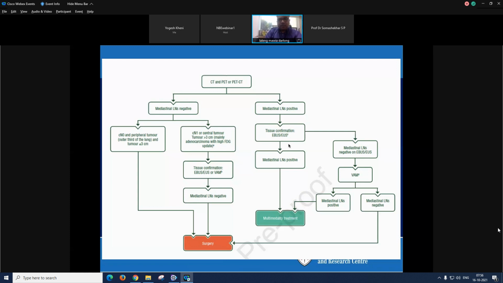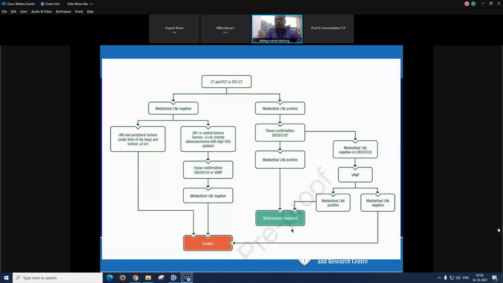If on a PET-CT you find the mediastinal lymph node is positive, it's important that we go and confirm it with an EBUS or the next modality based on that. If it's positive, in that case, the patient goes for a multimodality treatment. We have to discuss it and consider resectability, neoadjuvant chemotherapy, and then further surgery.